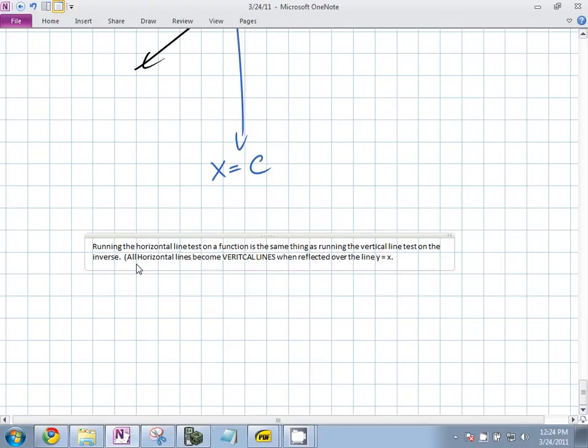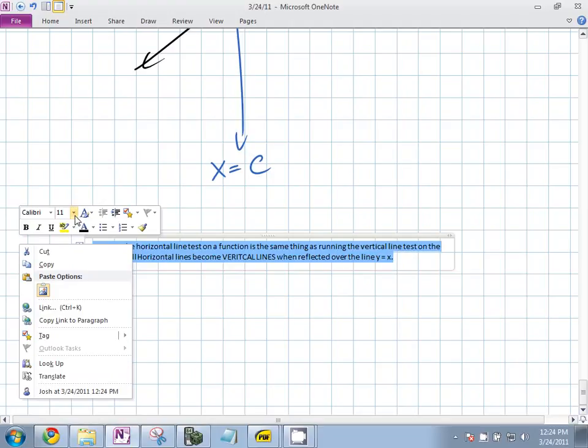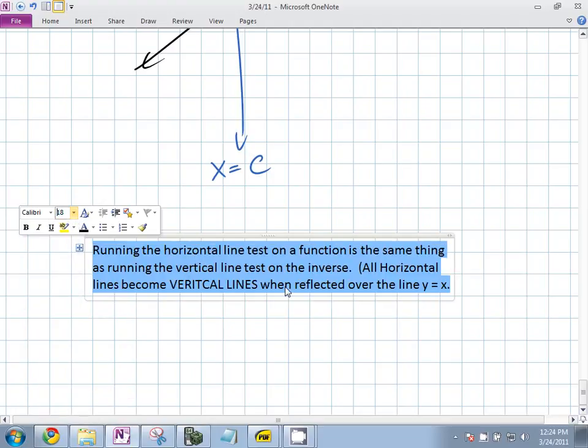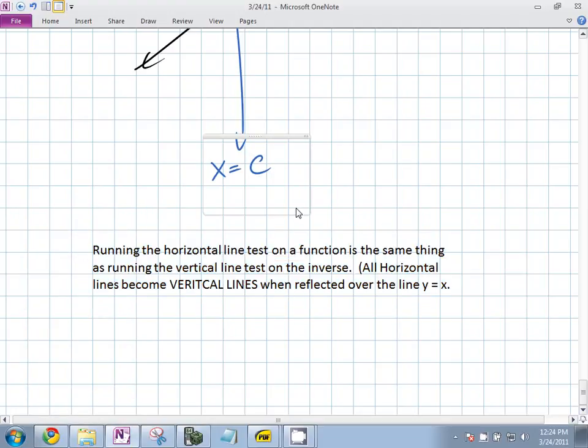So you're doing all this reflecting, and what are you actually doing? You're just doing some tests, but not directly. We like functions, so we want the inverses to pass the horizontal and the vertical line test. If f is the inverse of g, g has to be the inverse of f. Does that kind of make sense?